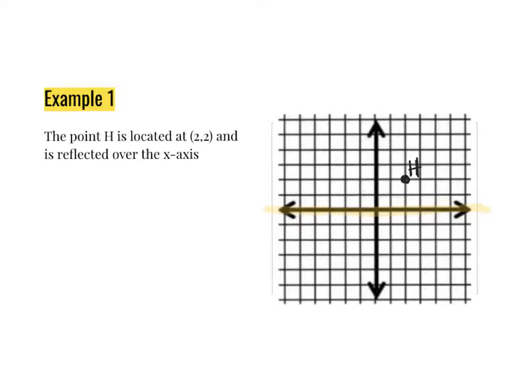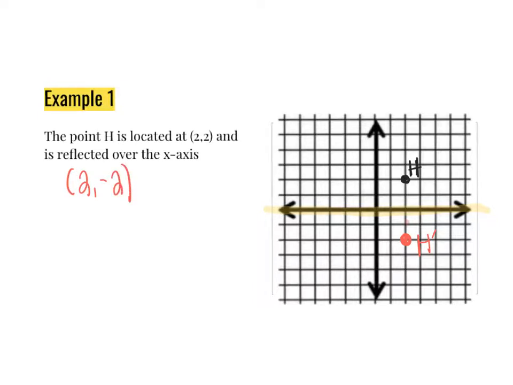One way to think of this is that the point H is 2 above the x-axis, so when I reflect it, I'm going to be 2 units below that x-axis. So here will be point H prime, which is now at the point (2, -2).